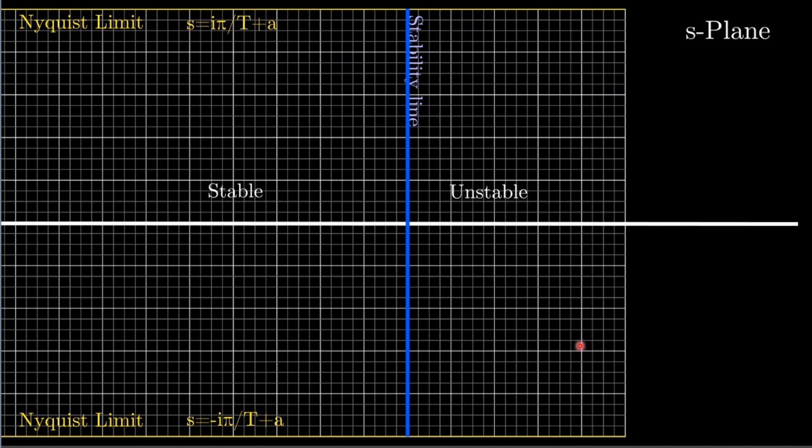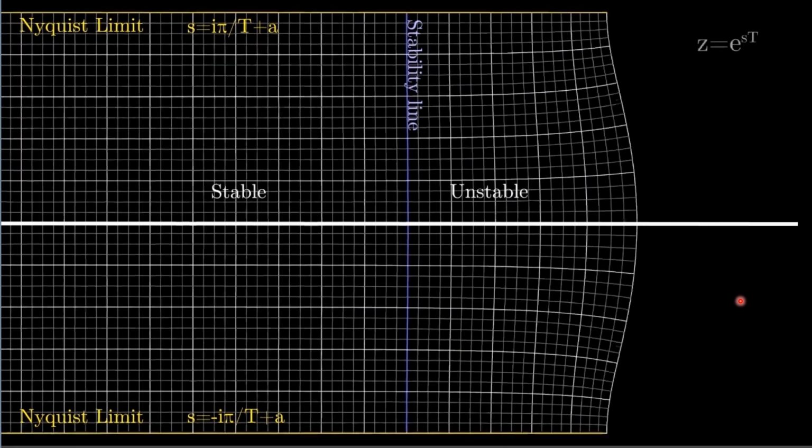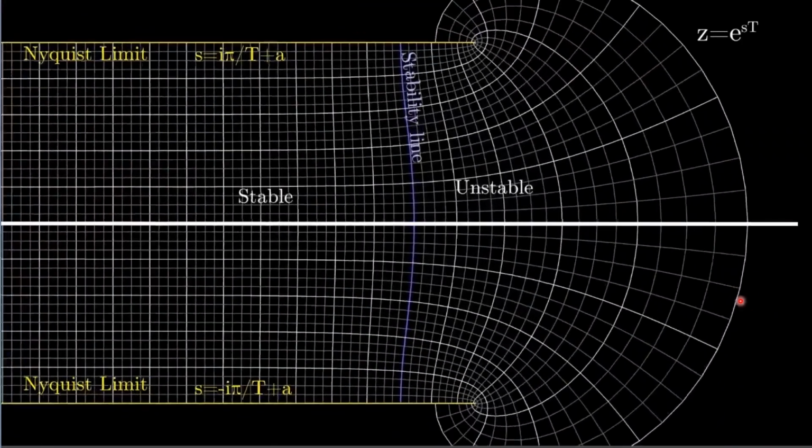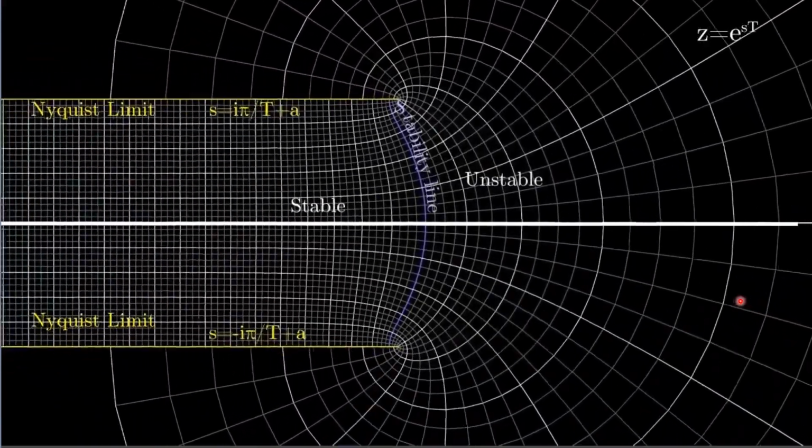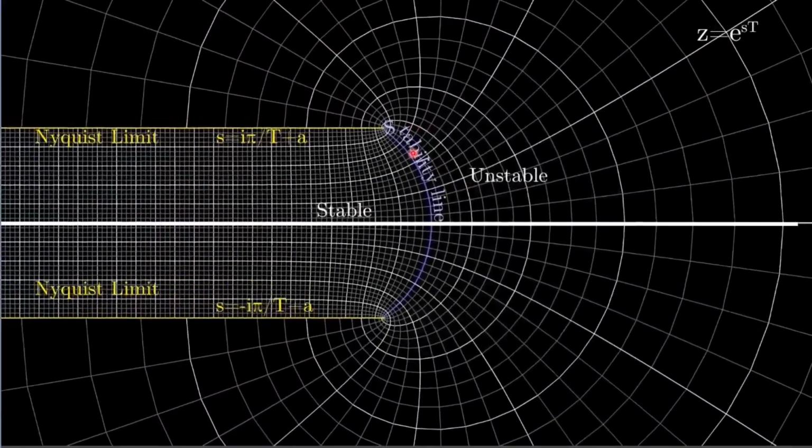Okay, so I'm going to play the animation, and we are going to transition from the S-plane to the Z-plane. And this is a linear interpolation, but I think it gives us a very good sense of where stuff is going.